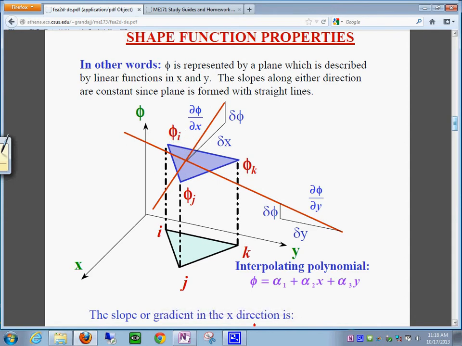Remember, this is a plane, where you have an equation of a plane. But you see here, if you measure the inclination of the plane, or the slope, you may say, about the x-axis, you're going to have d phi dx. If you measure the inclination of this blue plane about the y-axis, you're going to have d phi dy.